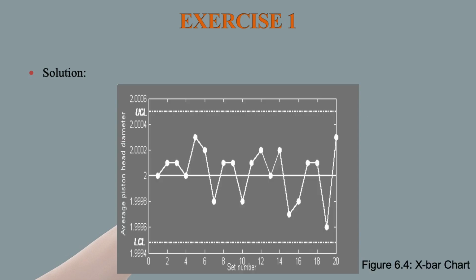So this is the figure 6.4 after drawing the X bar chart, and here you see the means of all samples are within the control limits. That means the process is under control.